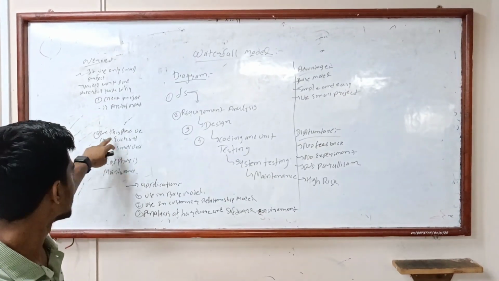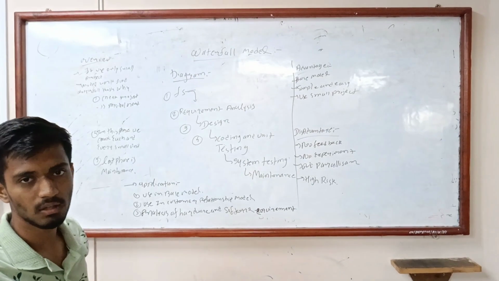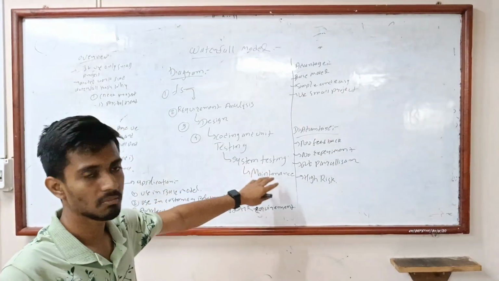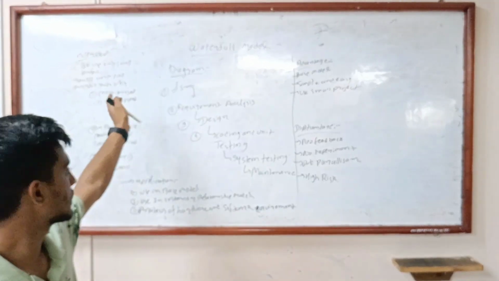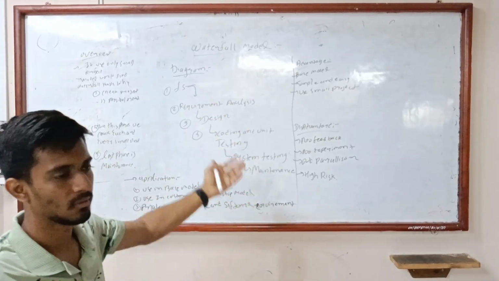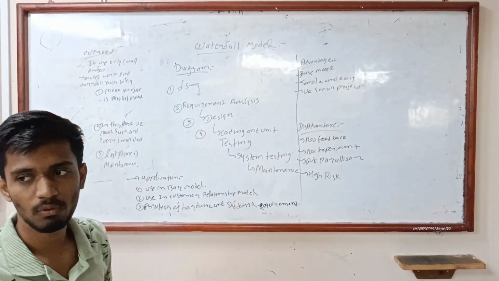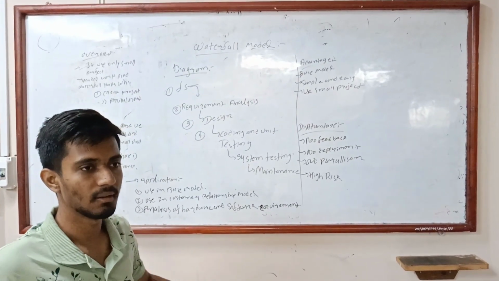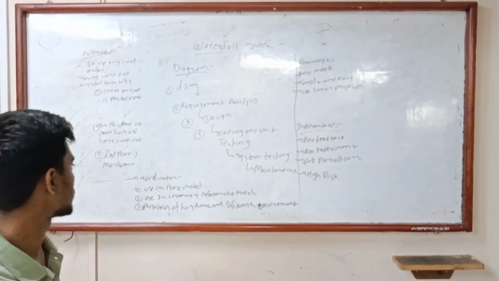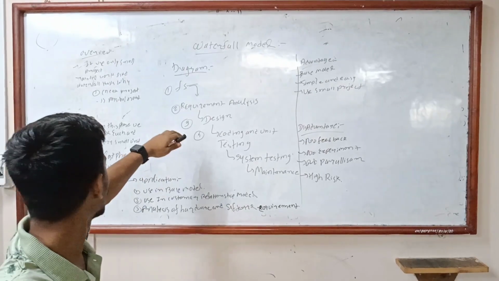In this phase we check each and every small unit of the project. The next step is system testing, so we test the whole project. Then we move to the maintenance part, where we collect the feedback from the client, and then we maintain our project.